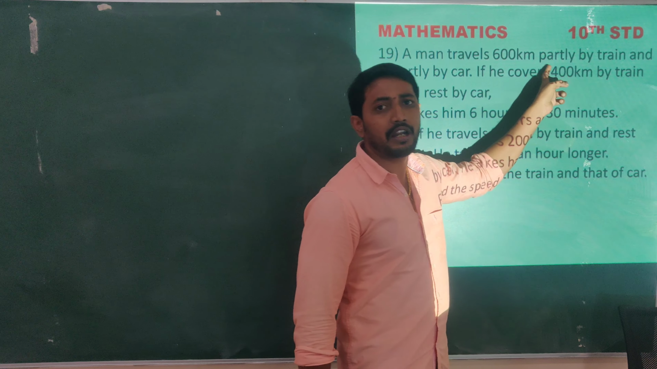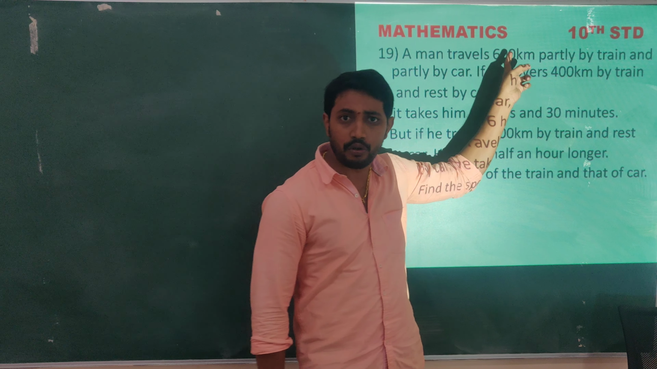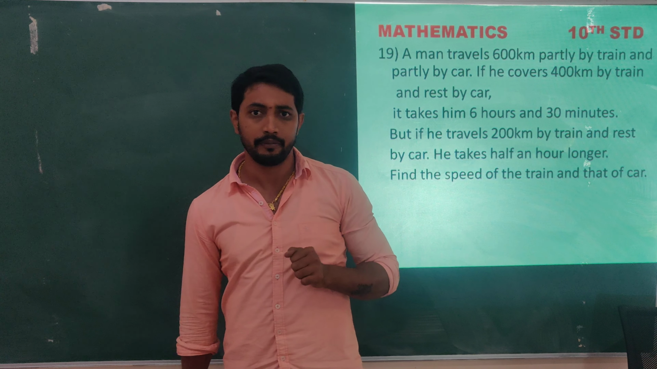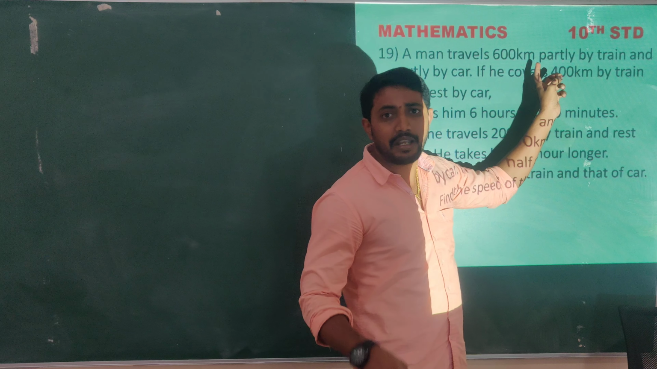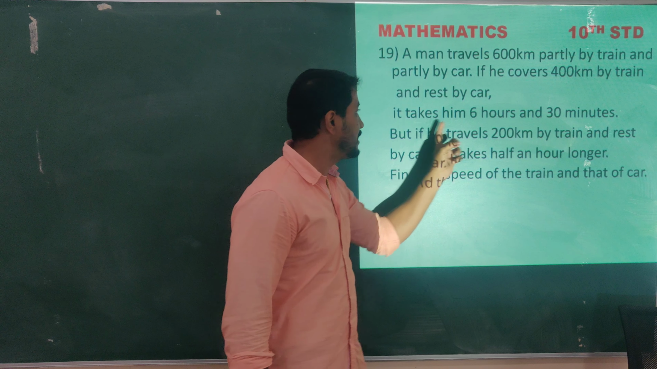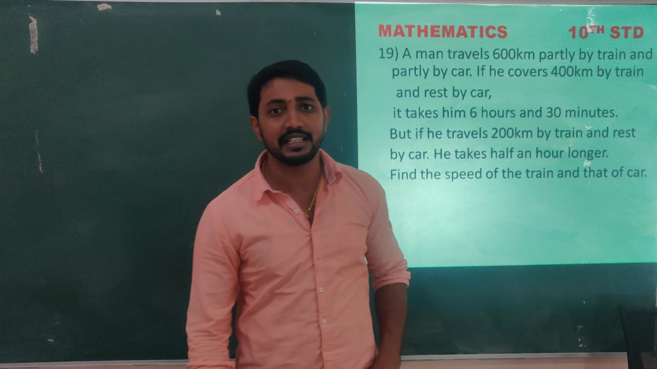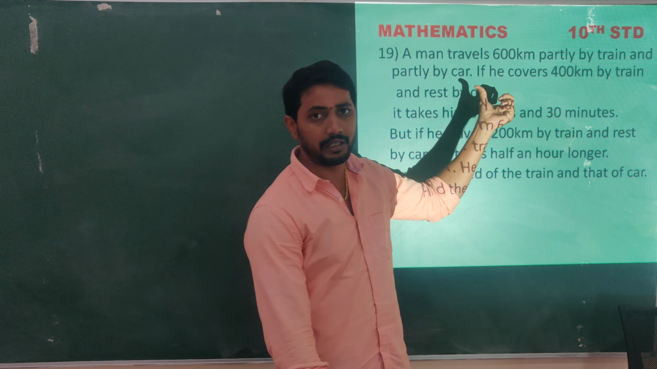If he covers 400 by train, then to complete the total journey of 600 km, the remaining 200 km he covers by car. To cover the total distance of 600 km by traveling 400 km by train and 200 km by car, he takes a time limit of 6 hours 30 minutes, which means within 6.5 hours.